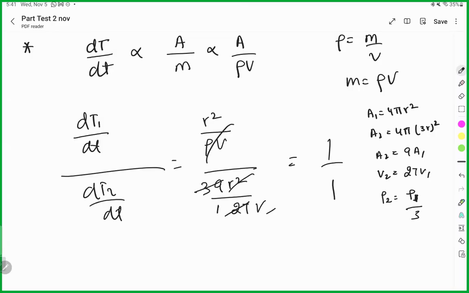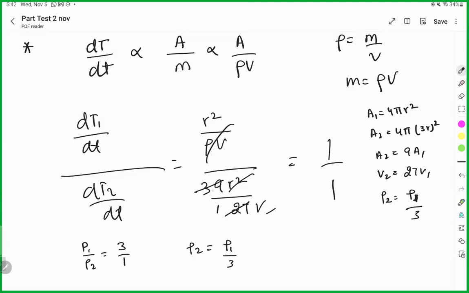The density is 3 times. What is the ratio of density? Rho 1 by rho 2 is equal to 3:1, right? So rho 2, the density, will be equal to rho 1 by 3. All the ratios are given, you have to take the ratio. That's all. It will be 1.